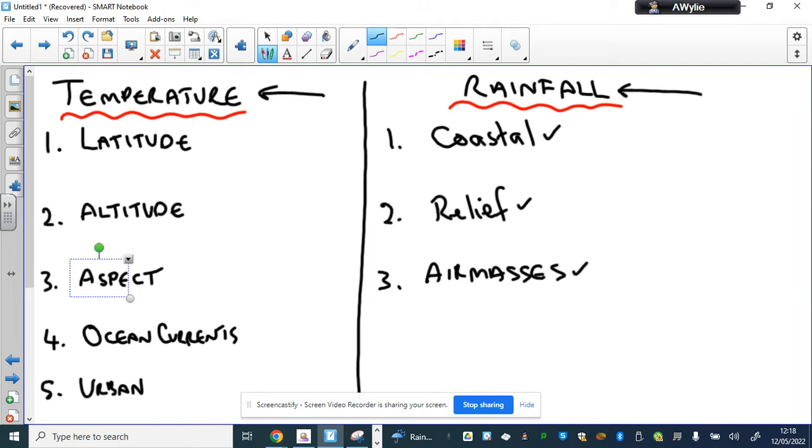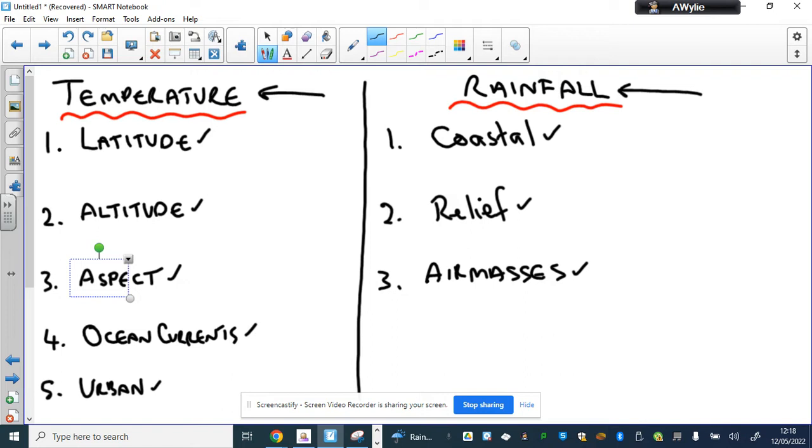Now at this point, what I'd suggest you do is pause the video and try to see if you can write a simple sentence that you would then use to explain how each one of those 5 temperature factors potentially would influence the temperature at different places in the UK. So pause the video now and try to do that.